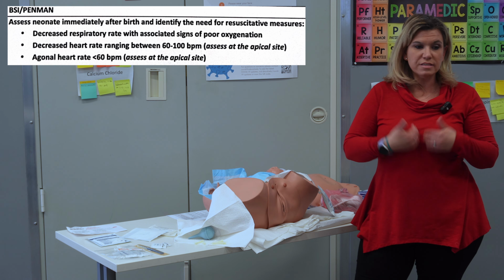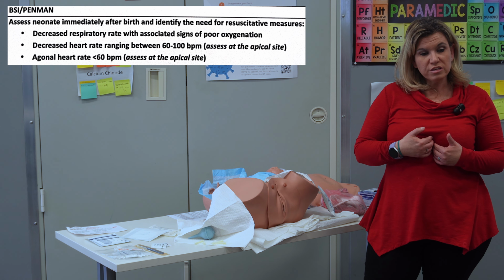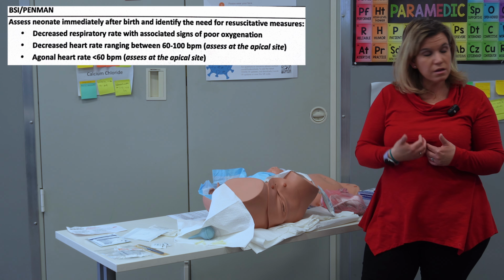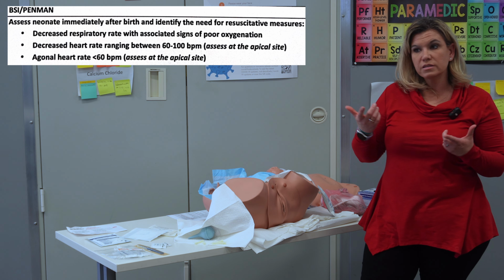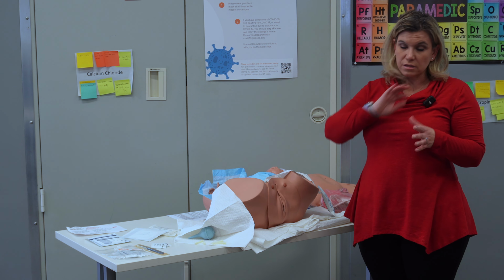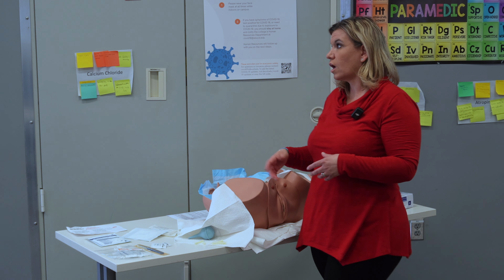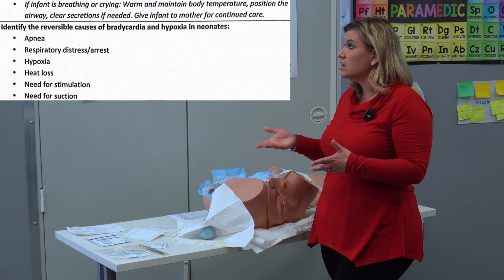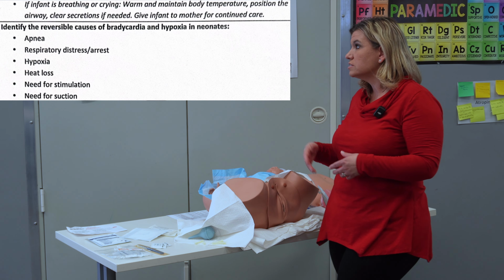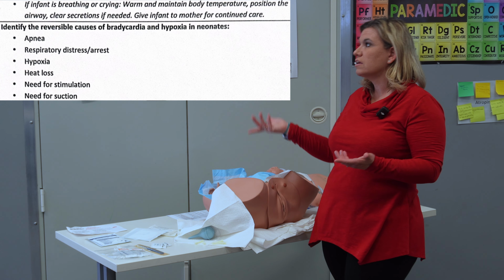So the apical site is actually on the heart, okay? So you guys are actually going to check, it's pretty much like the base of the heart, where you guys are basically gonna listen, okay? And then if you notice that that is low, then you're gonna have to look for that need for possible resuscitation, okay? If the baby is breathing or crying, warm and maintaining body temperature, it says position the airway, clear secretions if needed, and give infant to mom.